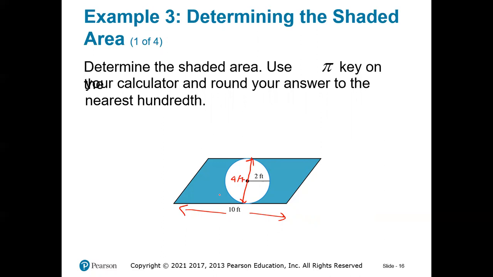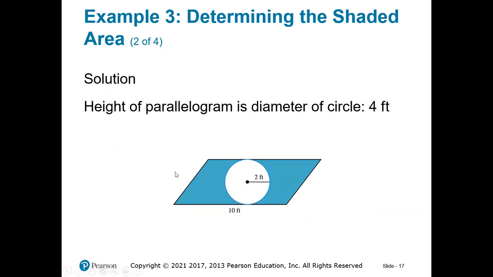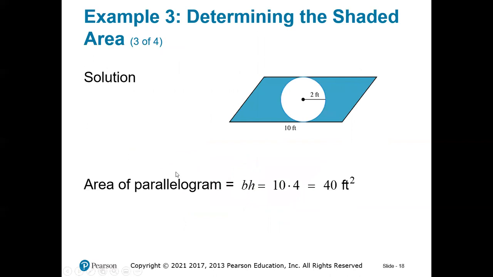Right, well, how are you going to determine the area of the blue region? Get the area of the whole parallelogram, everything. And then from that, you subtract the area of the circle. And that's how you determine the area of the blue region. We learned that the area of the parallelogram is the base times the height. The base is 10, right?